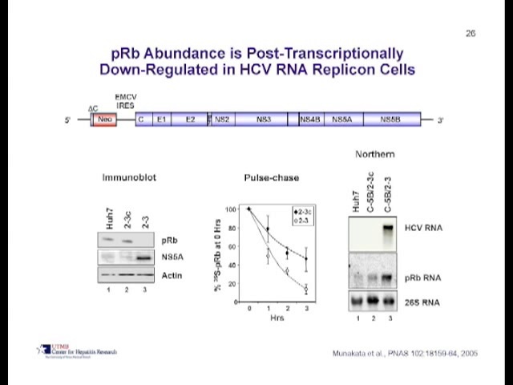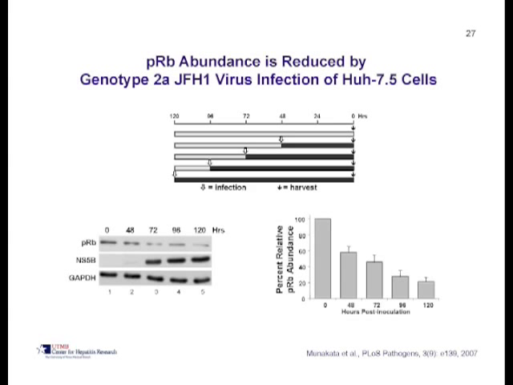We did pulse chase experiments that showed that the half-life of RB in the replicon cell was significantly shorter than in the cured cells. And we showed also in the replicon cells that the amount of RB RNA being made was significantly upregulated in response to the downregulation of the protein RB, as it should be, as we know from regulation of RB abundance in the cell. So replicon cells then have reduced RB abundance, this tumor suppressor protein that has a pretty important influence on the cell cycle.